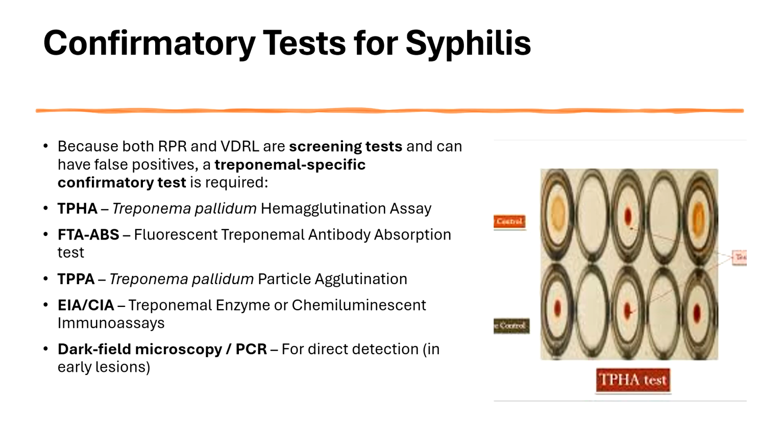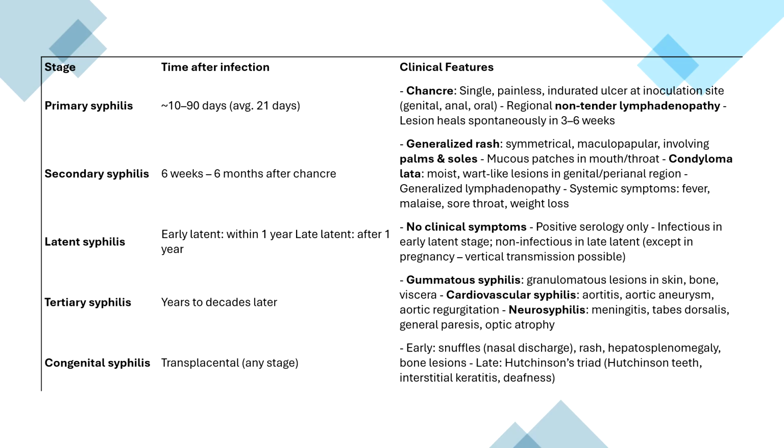So which test is required for the confirmation of syphilis? After the non-treponemal antibody test, a treponemal specific confirmatory test is needed. These include TPHA, that is treponema pallidum hemagglutination assay, fluorescent treponemal antibody absorption test, treponema pallidum particle agglutination test, and enzyme immunoassay. Dark field microscopy is also used, but here the sample is the scraping from the lesion or the exudate from the lesion.